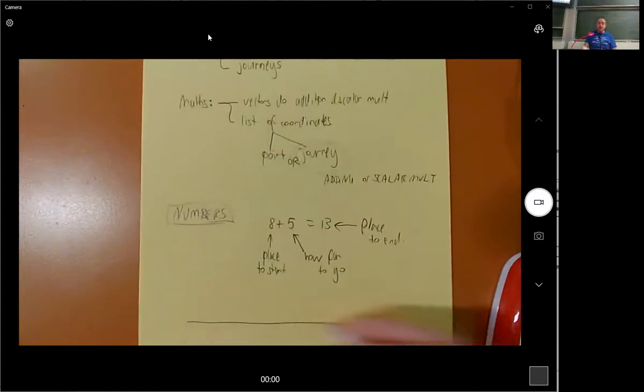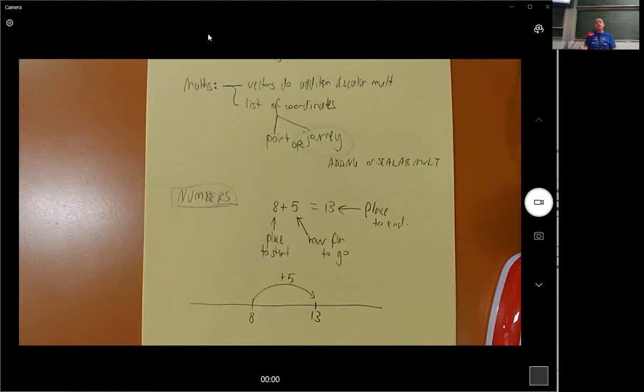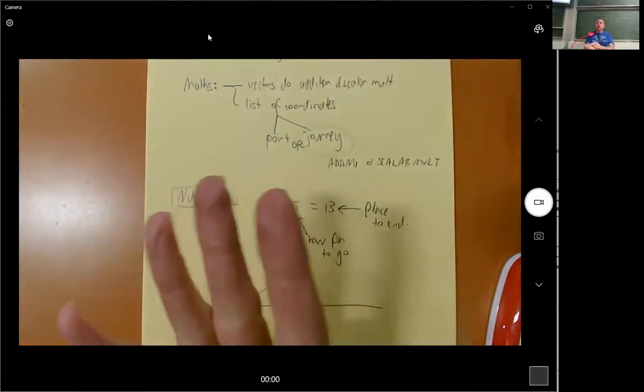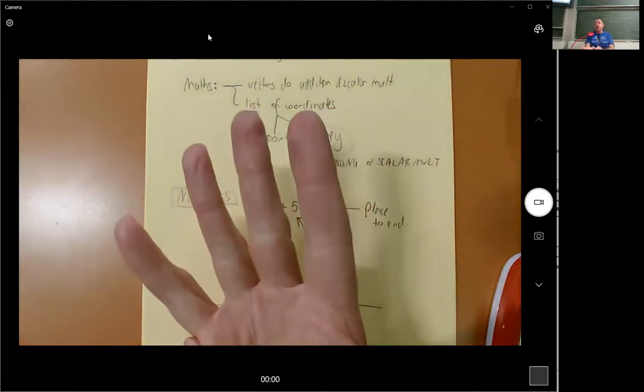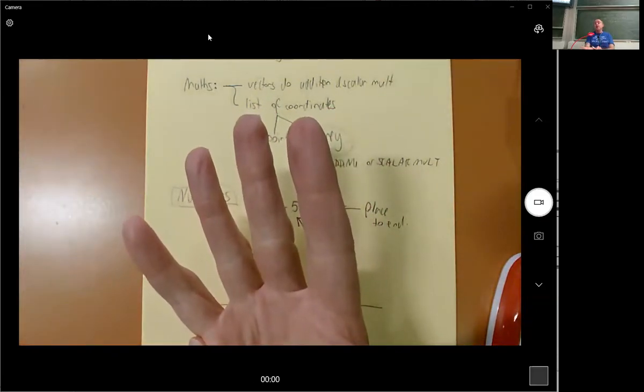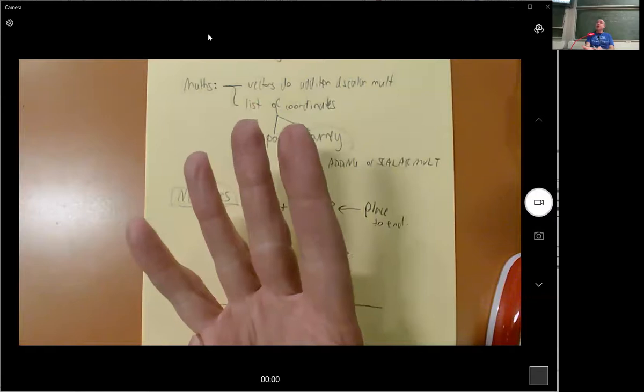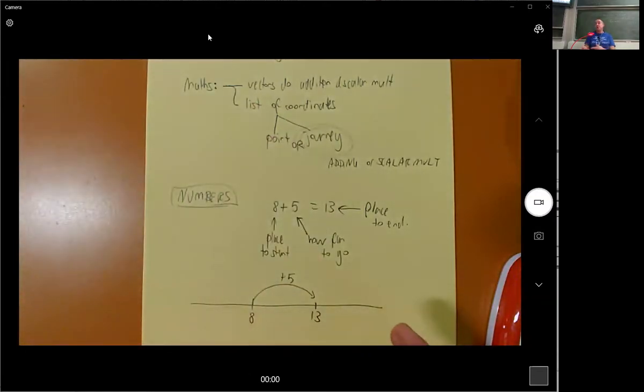On a number line, here's 8, and then you go plus 5, and then you arrive at 13. So ever since you learned the concept of counting on, where you have a number to start with, and then you say the numbers and keep track of how many you've done, you already are treating numbers as sometimes places and sometimes journeys. And that's what we're going to do with vectors as well. How do you feel about that?